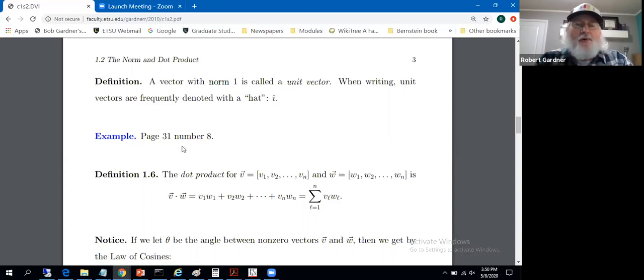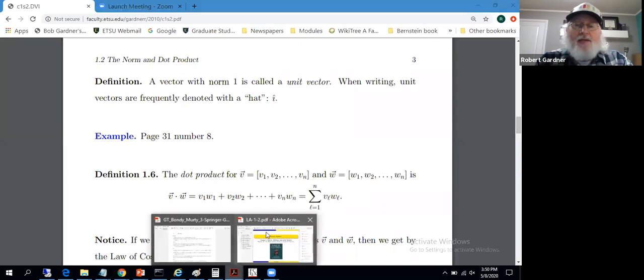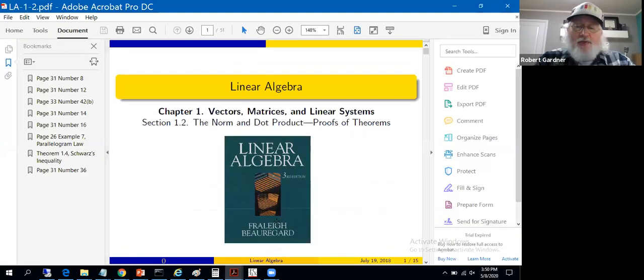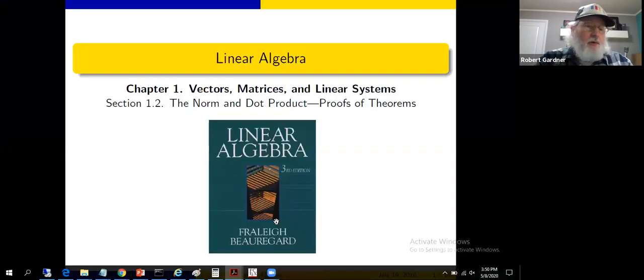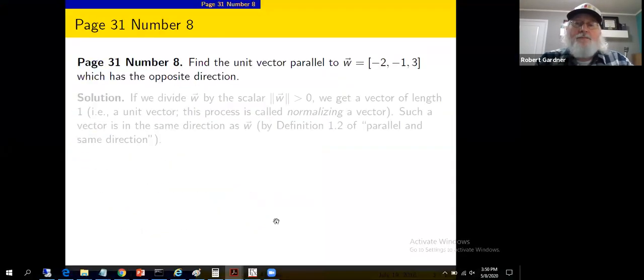Let's do an example. Let's look at number 8 from this section. Okay. So find a unit vector parallel to vector W, which has the opposite direction. Okay, we'll have to recall what parallel vectors were. We need to deal with the length of the vector and this opposite deal.